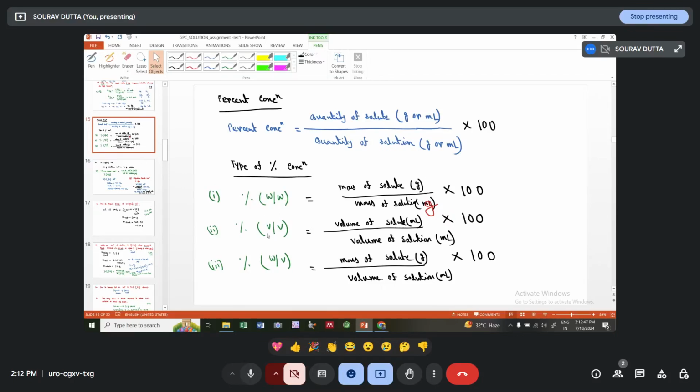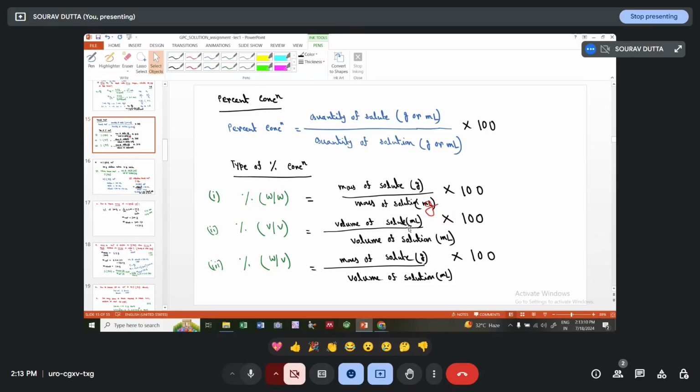Percentage V by V means volume of the solute in ml divided by volume of the solution in ml into 100. That means 100 ml solution contains how much ml of corresponding solute. So weight by weight is mass by mass, and in this case volume by volume, V by V.